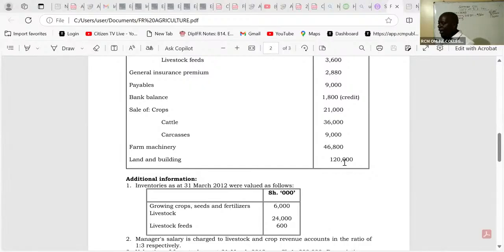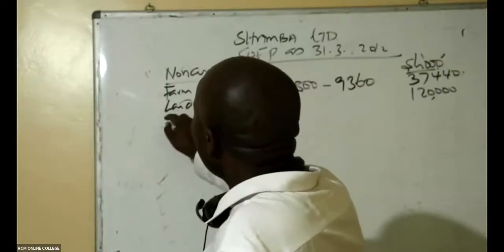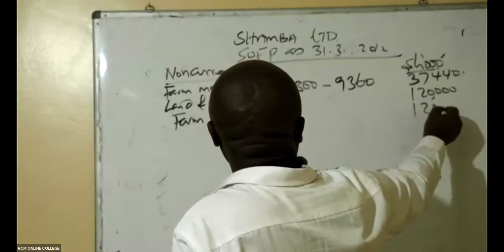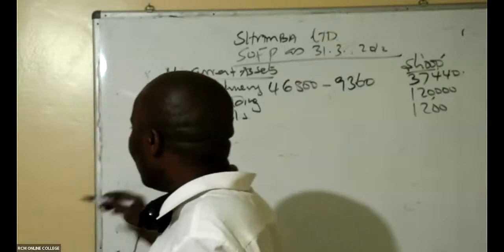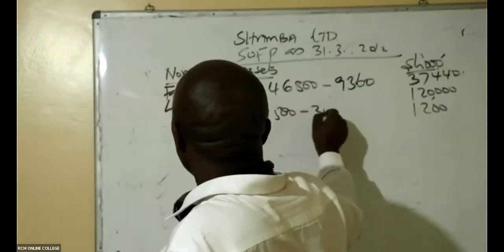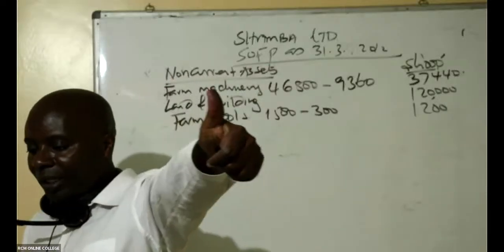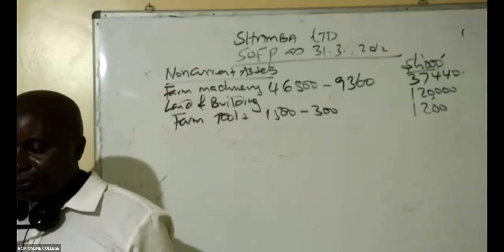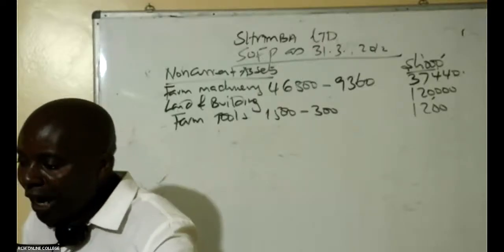So after that, we also have some other non-current assets known as farm tools. If you remember farm tools, they did a valuation at the end of the year, and the value was 1,200. Or you can begin with the 1,500, then subtract the depreciation of 300 to get that 1,200. Up to here, are we okay, ladies and gentlemen? Thank you so much. Then we go to current assets.